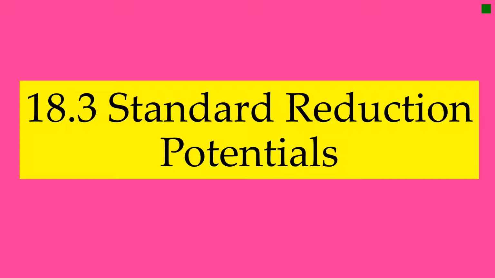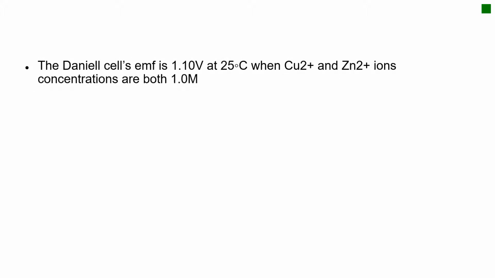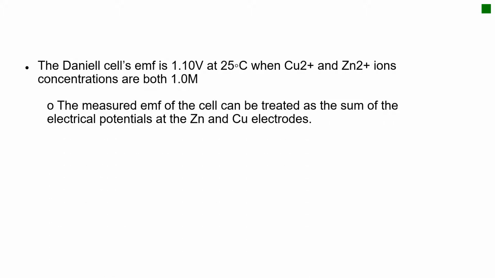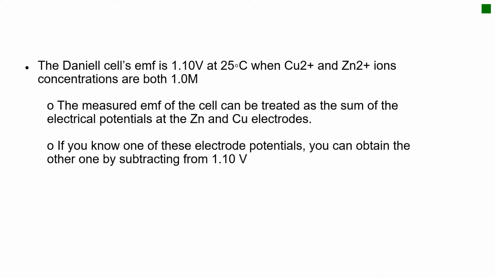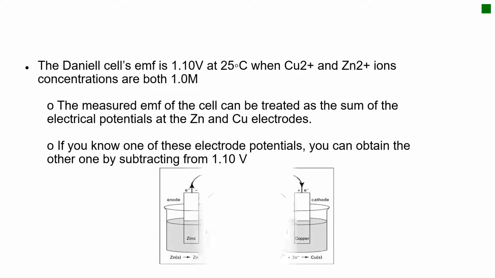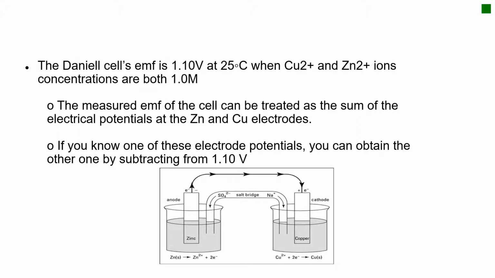So now we're going to go over 18.3, which is standard reduction potentials. The Daniell cell's EMF is 1.10 volts at 25 degrees Celsius when the copper 2 plus and the zinc 2 plus ion concentrations are both at 1. The measured EMF of the cell can be treated as the sum of the electric potentials of the zinc and copper electrodes. So if you were to know one of these electrode potentials, then you would be able to obtain the other one when you subtract it from 1.10 volts. And here's a picture of the cell and the salt bridge.